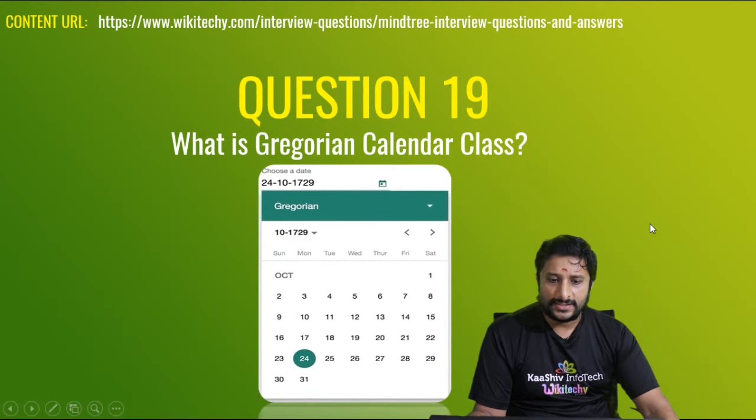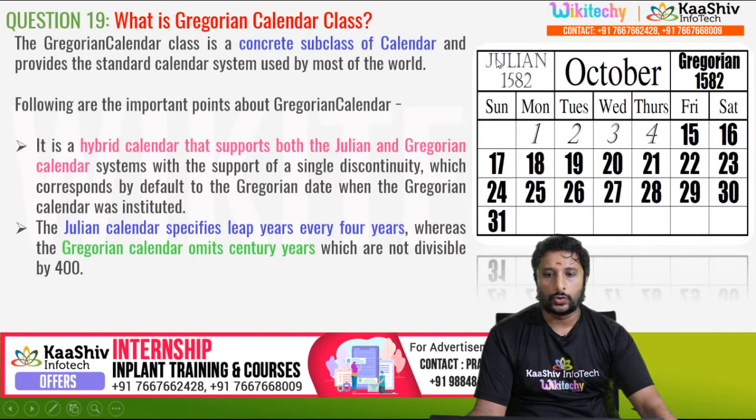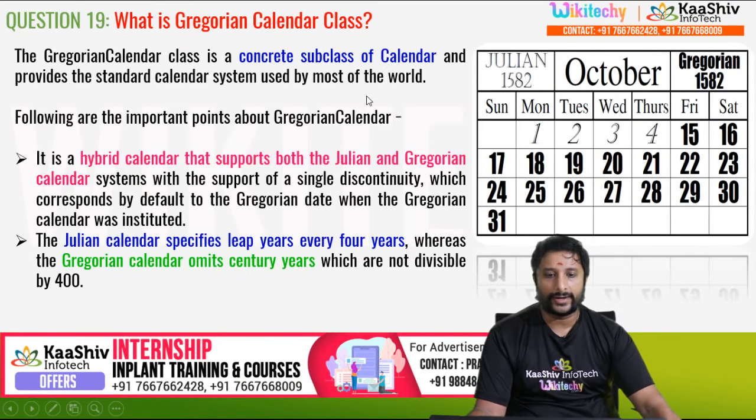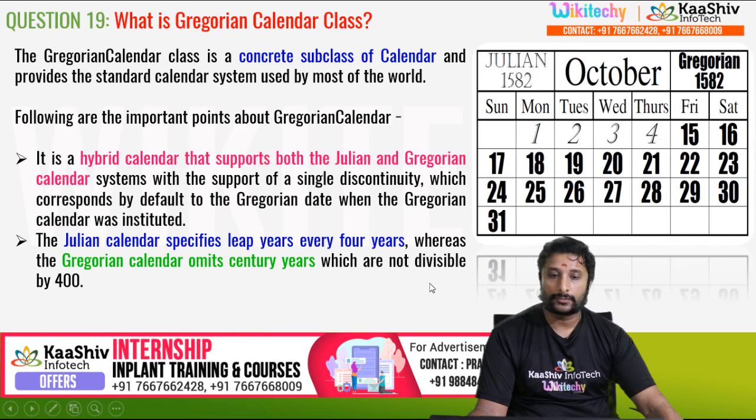What is the GregorianCalendar class? It's a combination of Julian and Gregorian. It's a concrete subclass of Calendar, a hybrid calendar that supports Julian and Gregorian. The Julian calendar specifies a leap year every 4 years, whereas the Gregorian calendar omits the century years that are not divisible by 400. That's your Gregorian calendar, and here is the GregorianCalendar class.